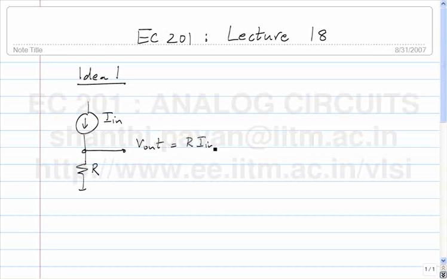What are the problems with this? It has two problems. First, you want an ideal current controlled voltage source to have zero input impedance and zero output impedance. Here neither of them is true. Z in is equal to R and Z out is also equal to R. Then somebody said, hey, how about this?